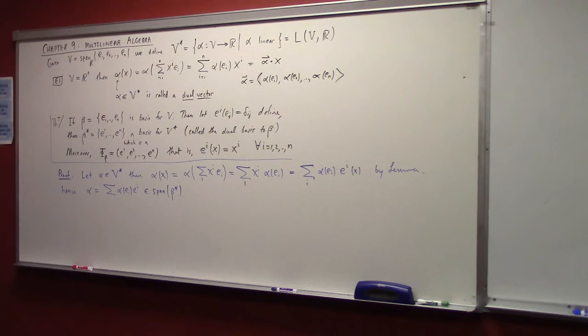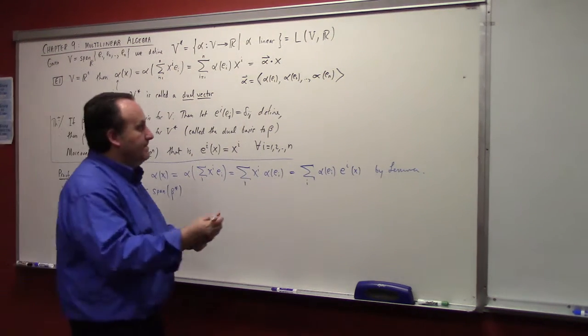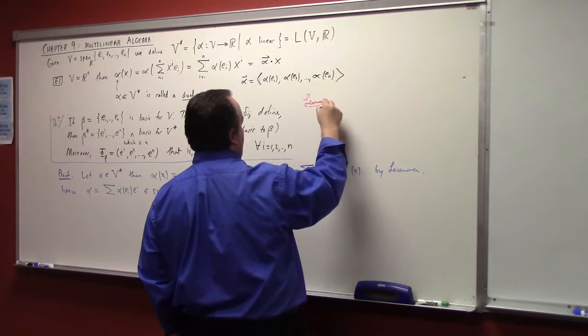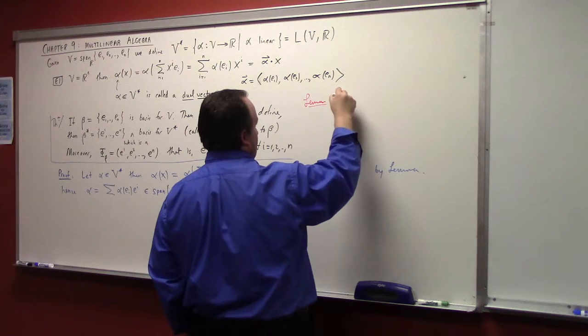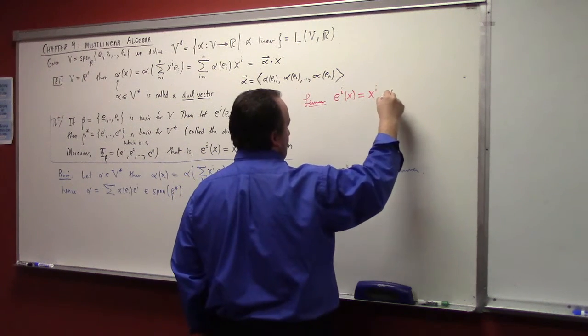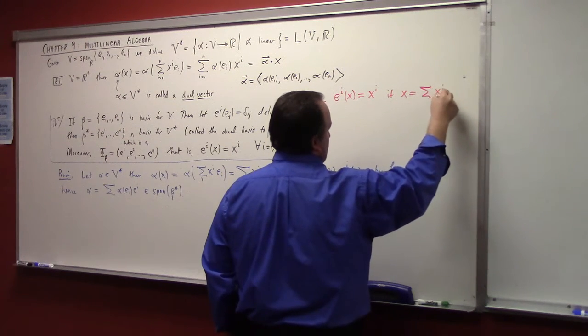Well, yeah, we need to prove that though, right? We should prove that. So that's my lemma. Here's the lemma: e upper i of x is equal to x upper i, if x is equal to the sum of x^i e_i.